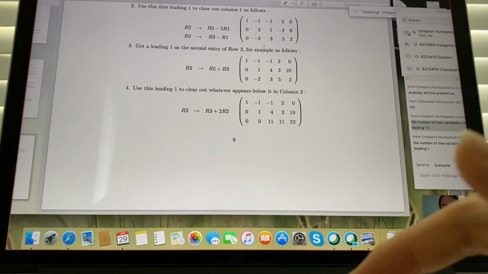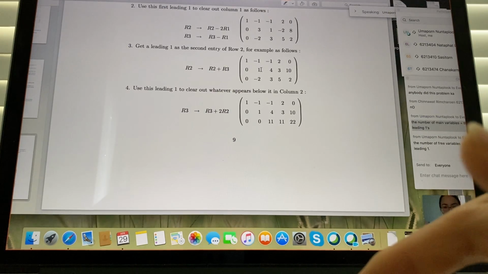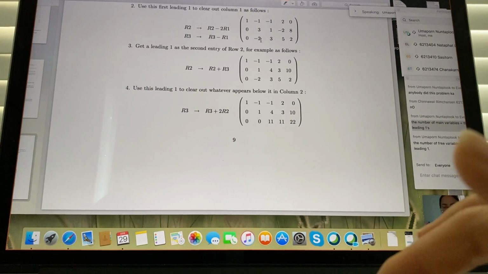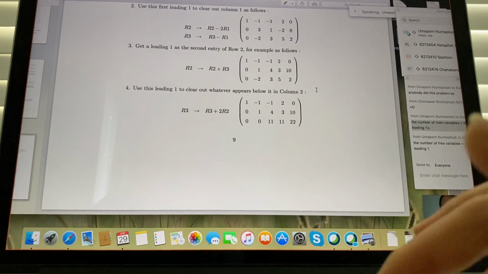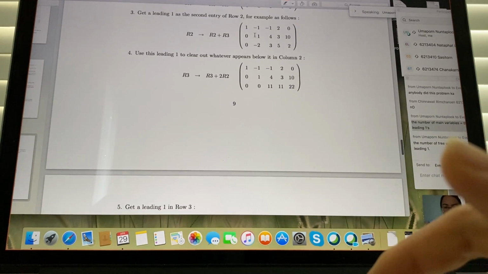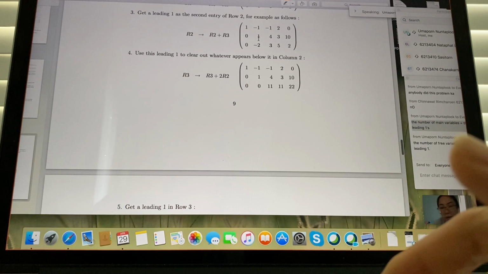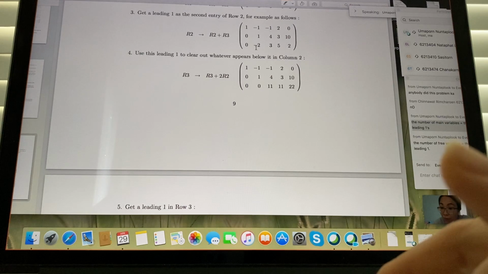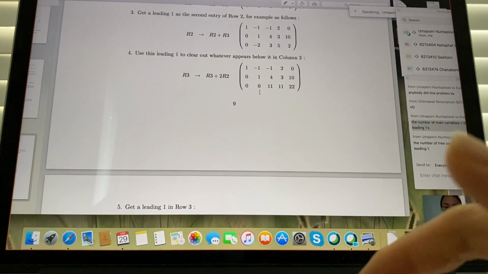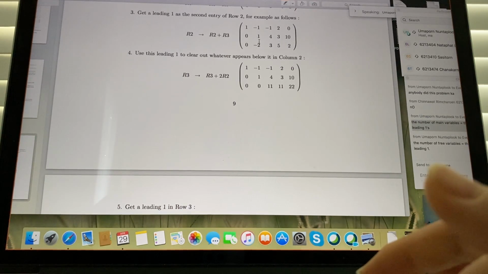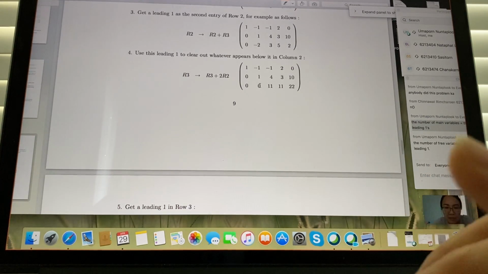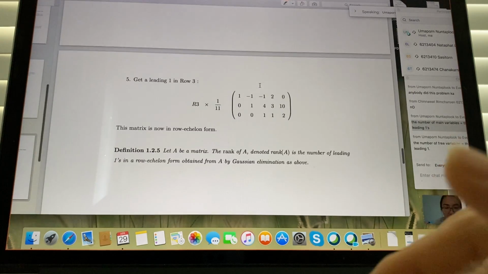Here it's 3, so we don't want it. We want to make it 1. So we just add R2 and R3 together, so here it's going to be 1. Keep R3 the same. After that, once we found our leading one in the second row, the number below it is supposed to be 0, right? How are we going to cancel this? We take R3 plus 2R2, so here becomes 0. Here we go.